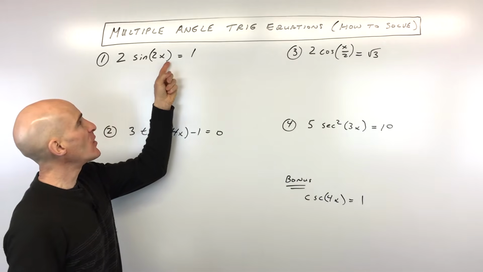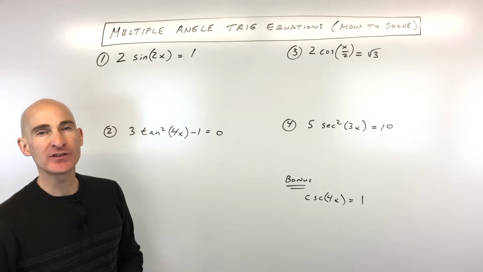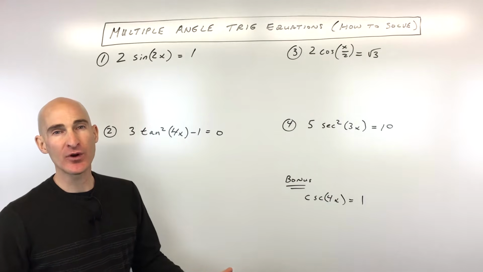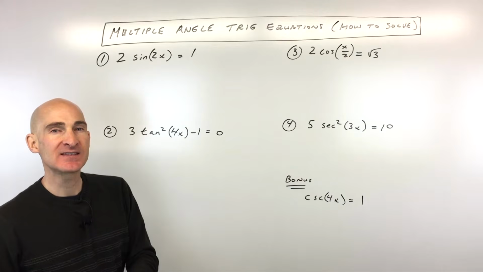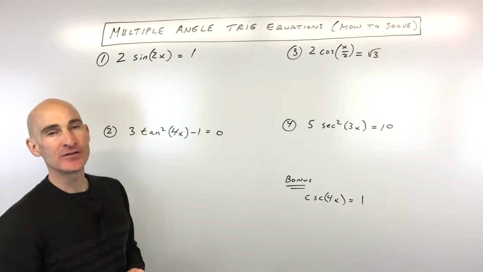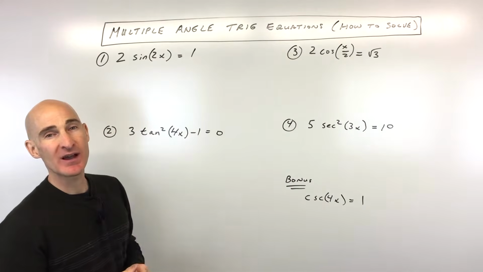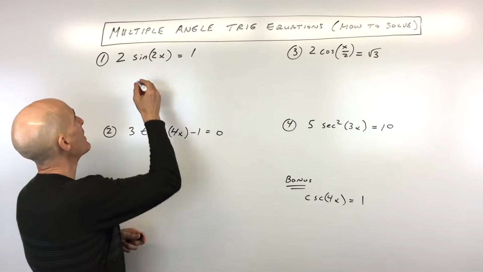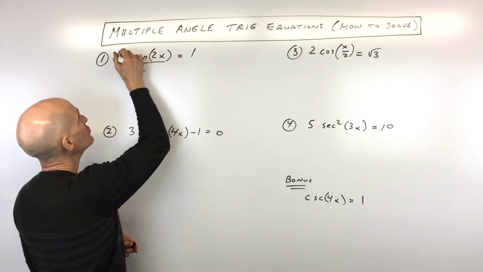2 sine of 2x equals 1. How do we solve this problem? Well, it's just like solving an algebraic equation in the sense that what you want to do is get the trig function by itself. So we're trying to get the sine of 2x by itself first. So let's go ahead and do that by dividing both sides of the equation by 2.